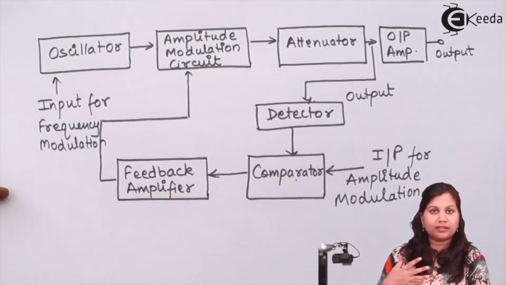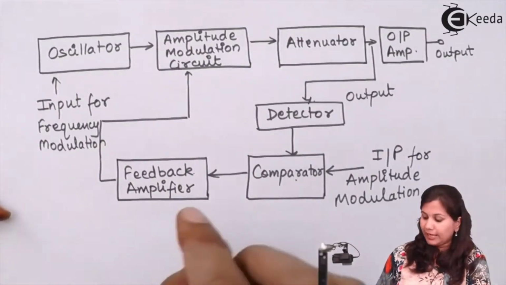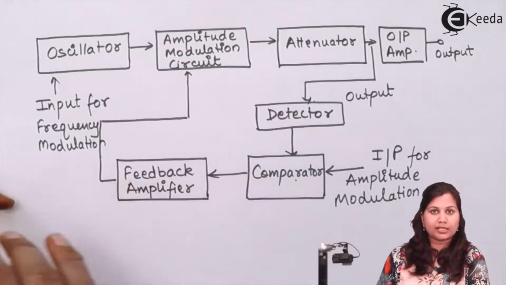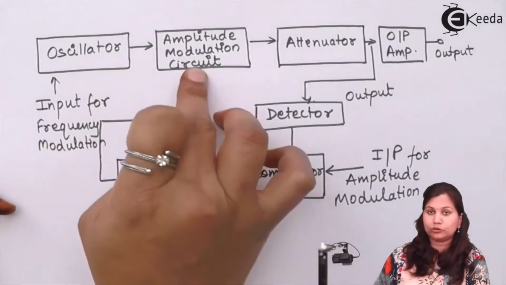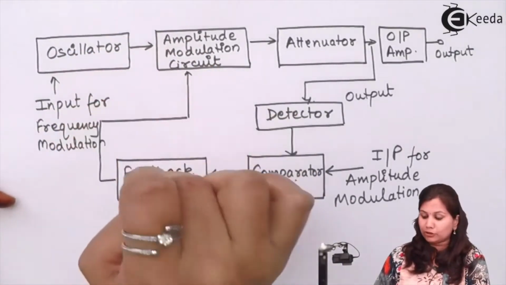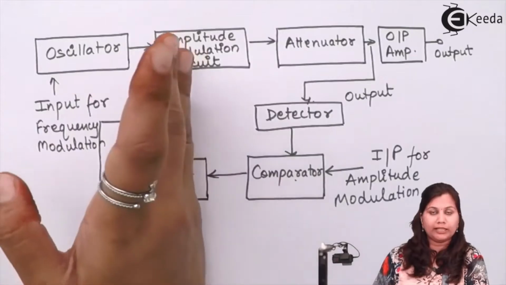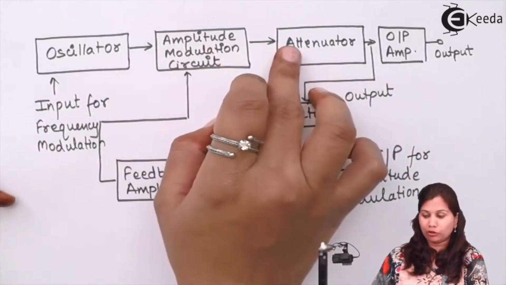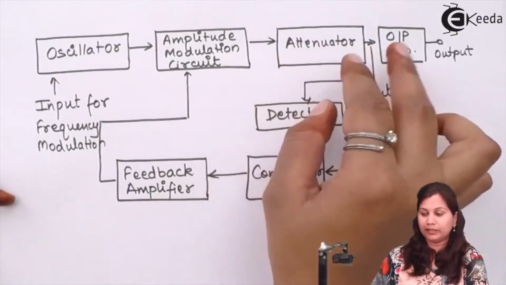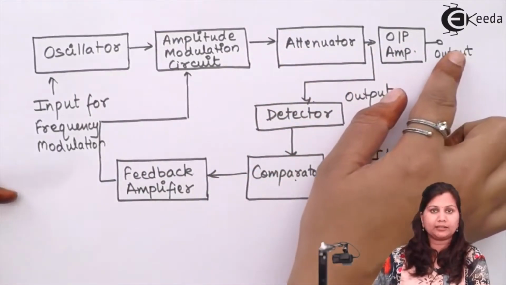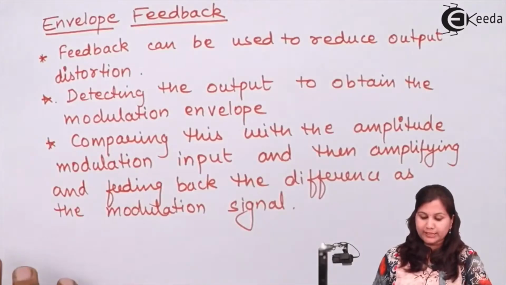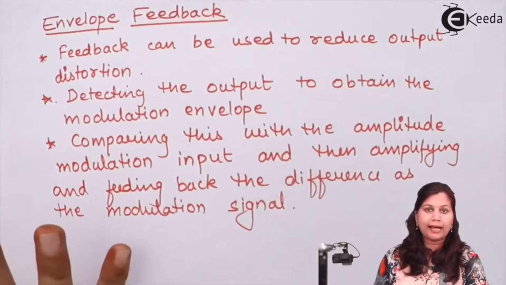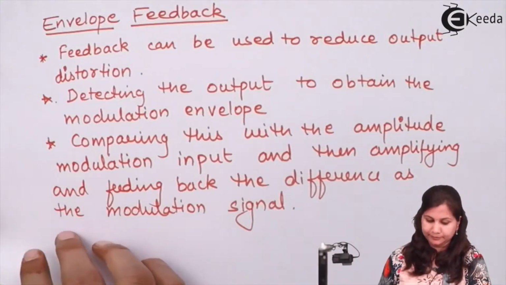After comparison the error signal will be generated, and that error signal is first amplified and fed back to the modulation circuit. So that will be provided as the modulating signal to the output. That will be the modulating signal. Again it is attenuated, amplified and provided at the output. So this technique is called the envelope feedback.